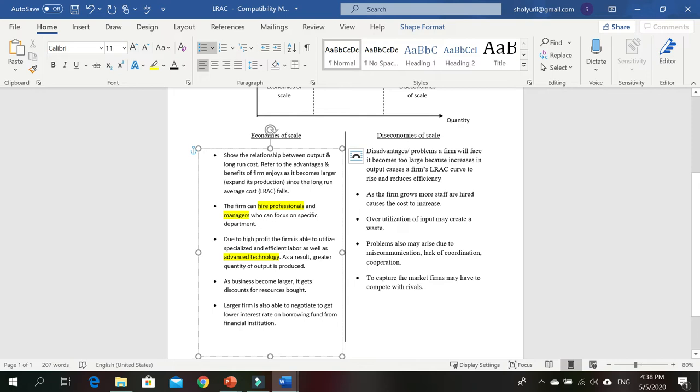With the machine, we can produce much more. Our cost will be lower. Next is, as business becomes larger, it gets discounts for the resource bought. Ni kelebihan long run lagi. We got discount.